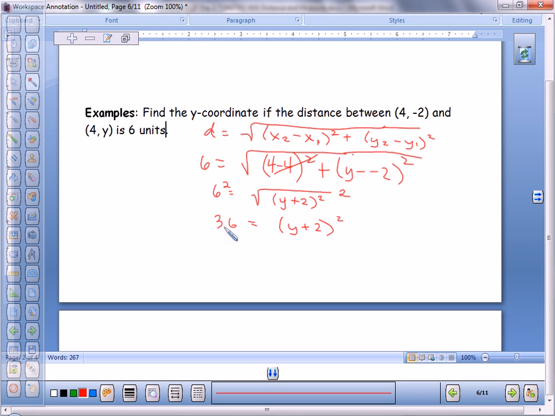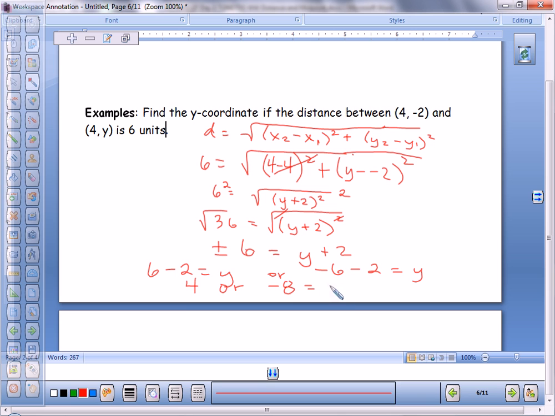But when I take the square root of 36, I get positive and negative 6. Which tells us there are two possible y values that would make this work. So we do 6 minus 2 is y, or -6 minus 2 is another option for y. So our choices are 4 or negative 8, the two y values that would make this work.